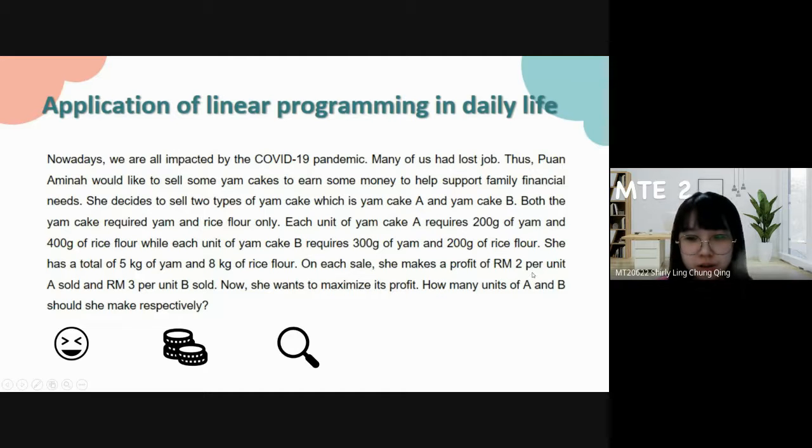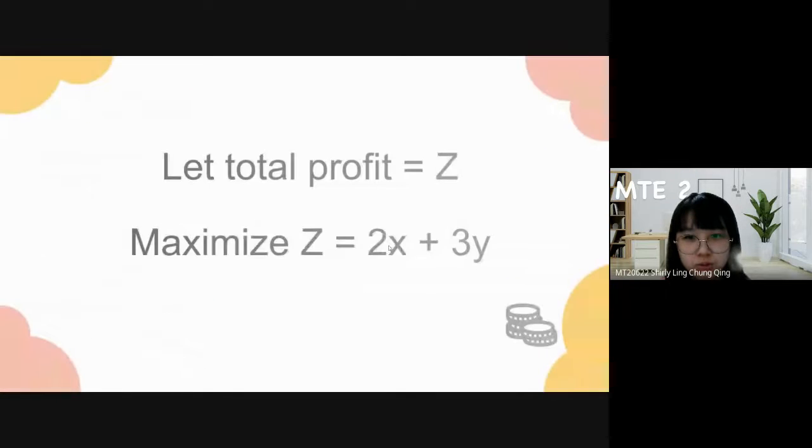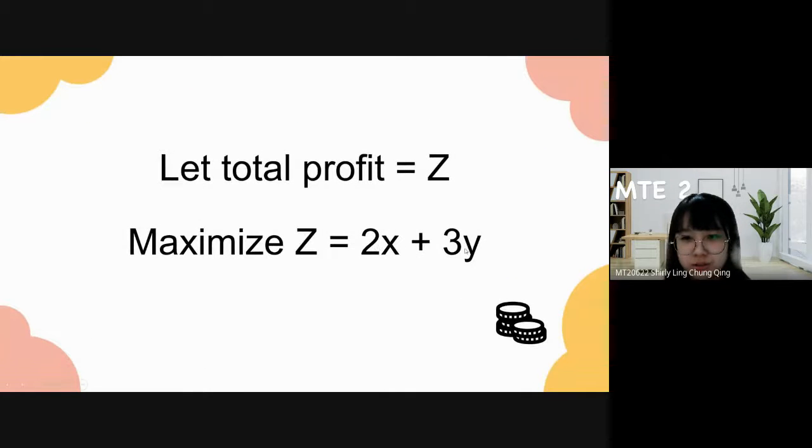From the question, we know that Puan Aminah can earn 2 ringgit when she sells 1 unit of young cat A. When she sells 1 unit of young cat B, she can earn 3 ringgit. Thus, our maximized Z equals 2x plus 3y.